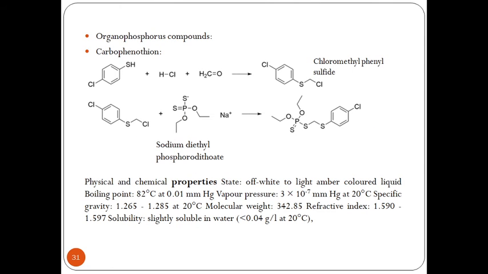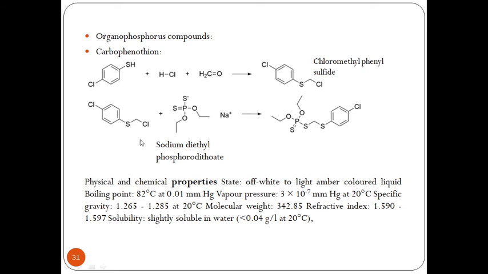Next comes organophosphorus compounds. Now, the first example that we will be looking into is carbophenothion. Now, carbophenothion can be synthesized with a thiol system, that is a benzene thiol system. 4-chlorobenzene thiol reacts in the presence of HCl, and it reacts with formaldehyde to give me chloromethyl phenyl sulfide. What happens is this SH now will attack onto the carbonyl carbon of the formaldehyde.